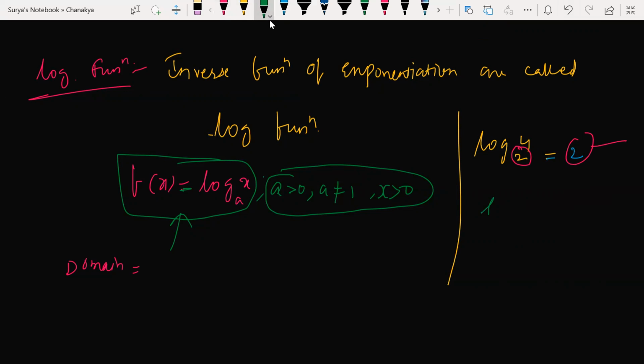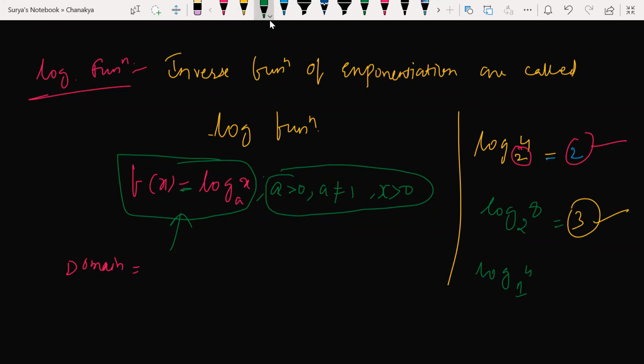Now I'll ask you one more question. Log 8 base 2. Tell me what the answer is. What power of 2 gives me 8? 2 to the power of 3 gives me 8. Getting my point?